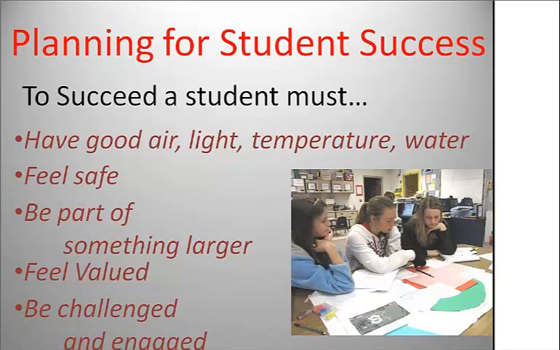Well, to really succeed, students need to feel safe, to have clean air, natural daylight, temperature that's comfortable, water, to be part of an organization or something that's larger than they are. To feel like they belong, to feel valued by other people in their school, and to be challenged and engaged in the school environment. But how do we think of these needs in a school context?